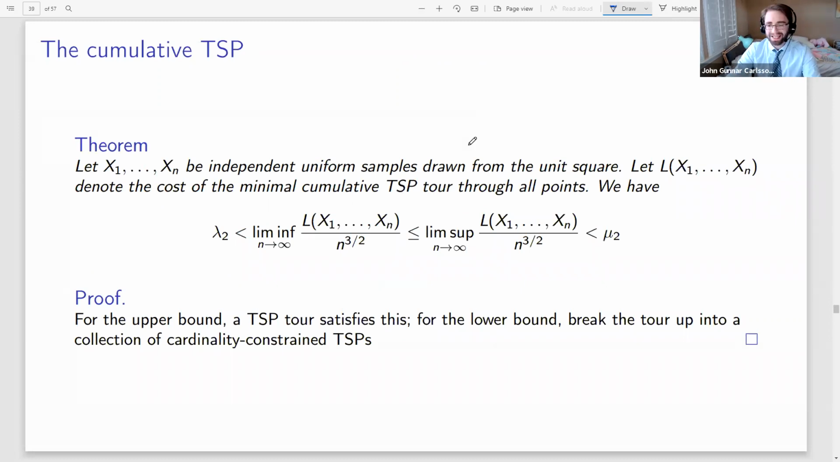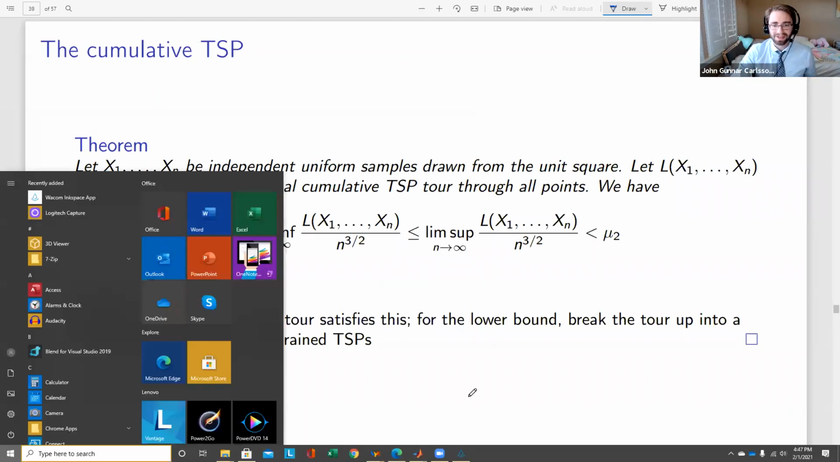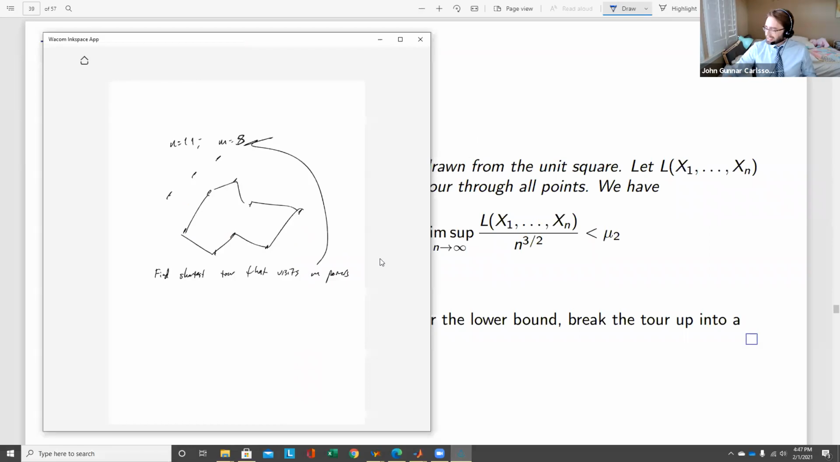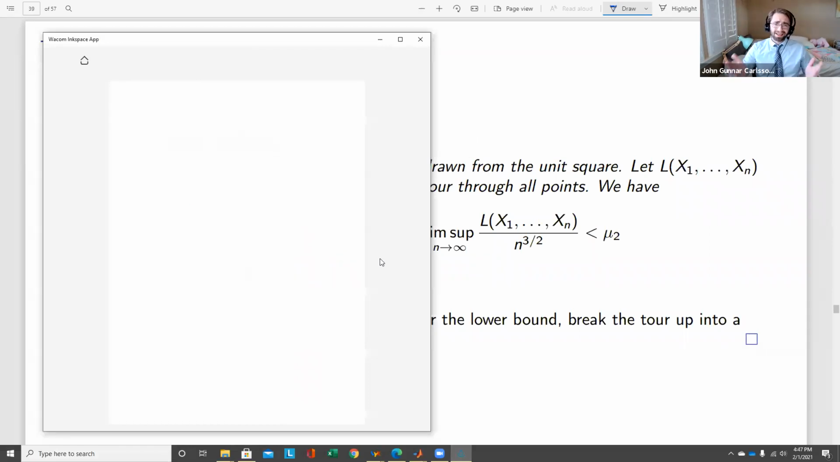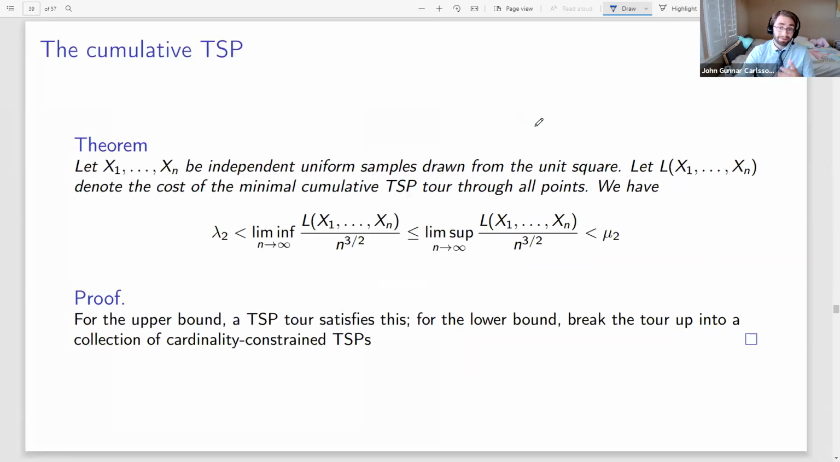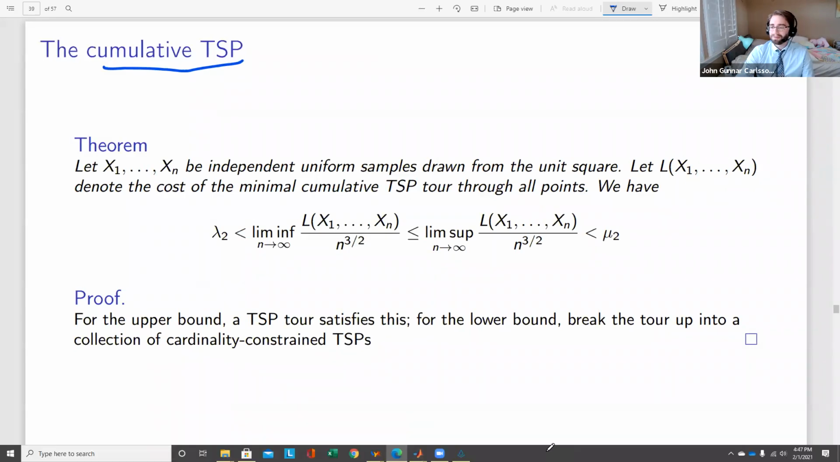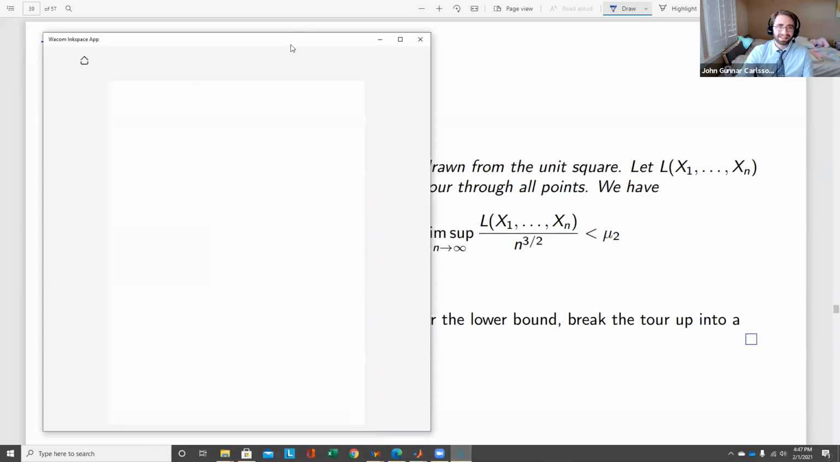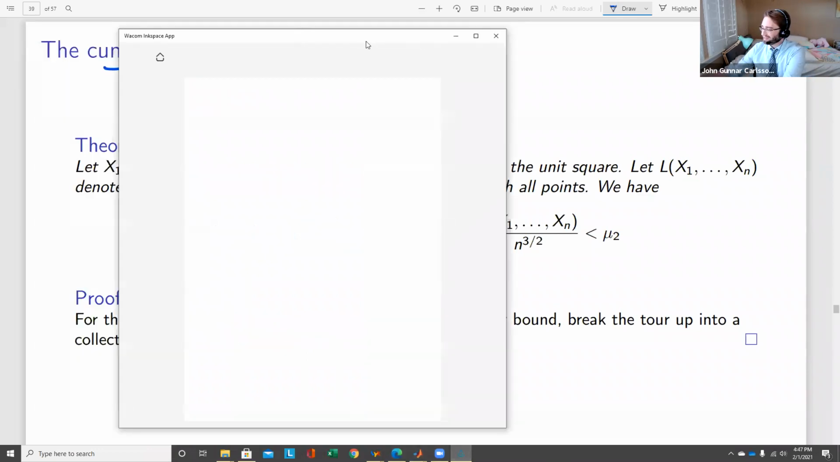Cumulative TSP, last example, and then I'd love to take some questions. The cumulative TSP is not actually a subset TSP. I introduced this topic by saying that we were interested in problems where you only have to visit a subset of points. The cumulative TSP, which is also called the traveling repairman problem, is actually not a subset TSP, but it's a problem that I happen to like and that this analysis lends itself well to anyway, so I'm including it here. Cumulative TSP is a problem that looks like this.